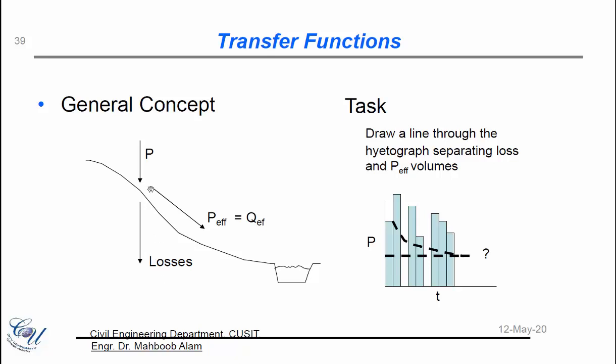We usually divide our total precipitation. We employ different techniques. We have already worked with the SCS method. One method was SCS that you have already looked into, where we designate a certain part of precipitation as losses and a certain part of precipitation to be the direct precipitation.